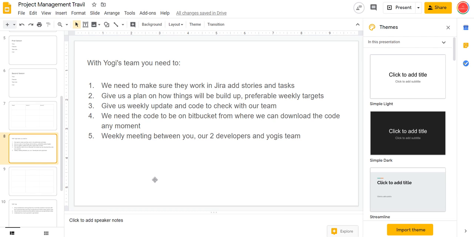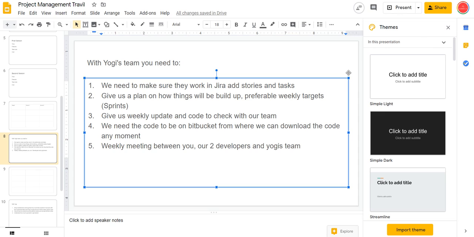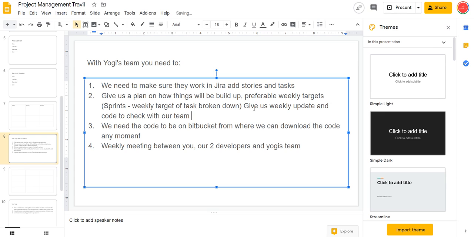We need to make sure that we have Jira used in the development so that we can keep a track. We know what the weekly targets are, so we'll have something called a sprint. These sprints are mostly less than 10 to 15 days targets, so they are like a weekly target of a task broken down. Most of the big things that we do, we break down into small tasks of a week, and we are going to do it. Therefore, we'll have a weekly update regarding that as well.